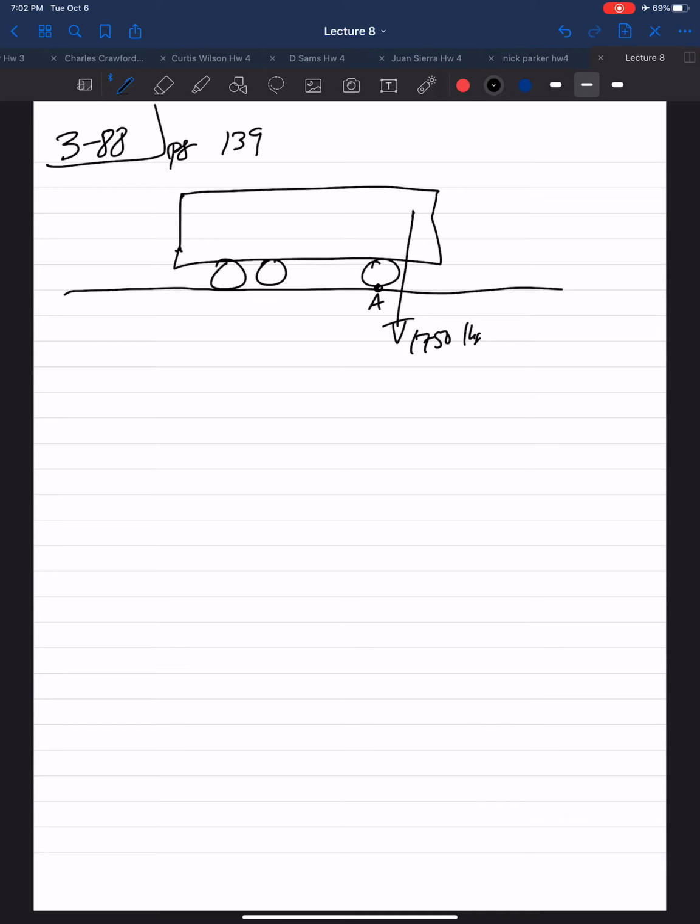Pound force. This is point A. This is 5,500 pound force. This is 3,500 pound force. Top point B.